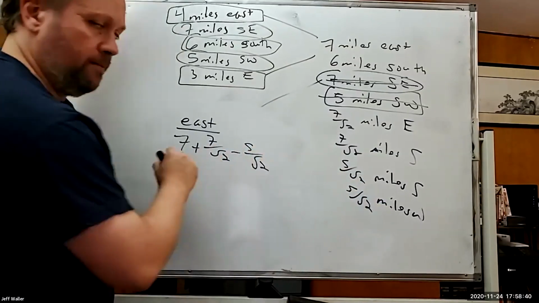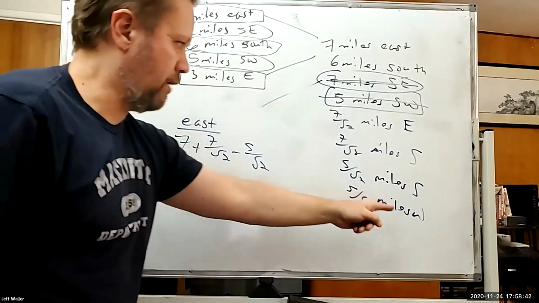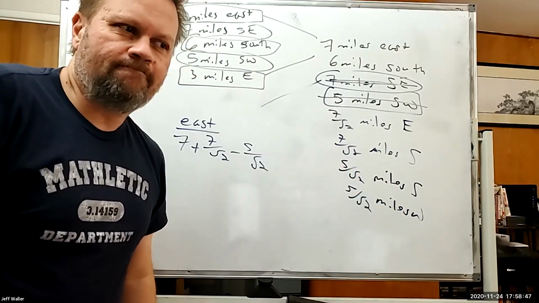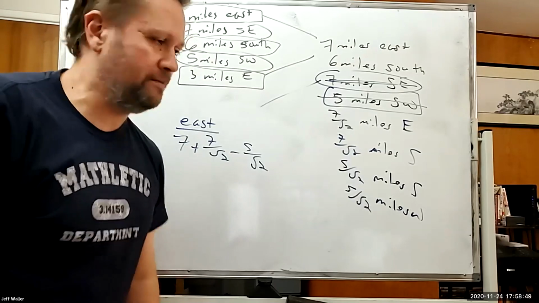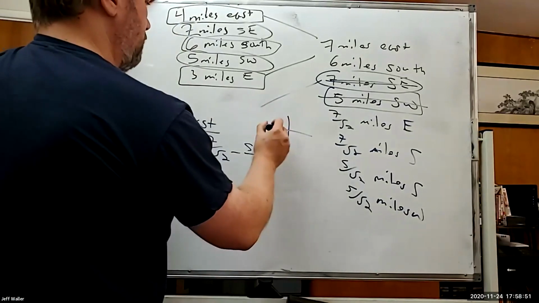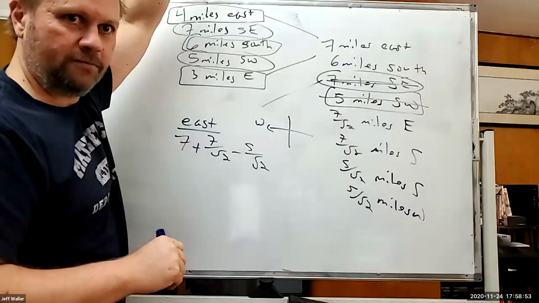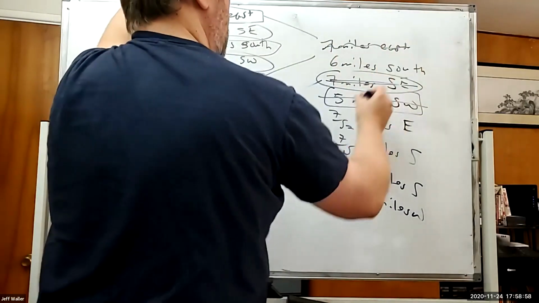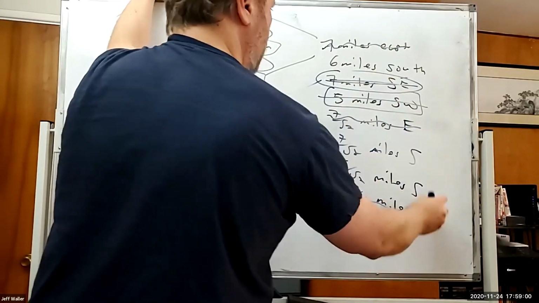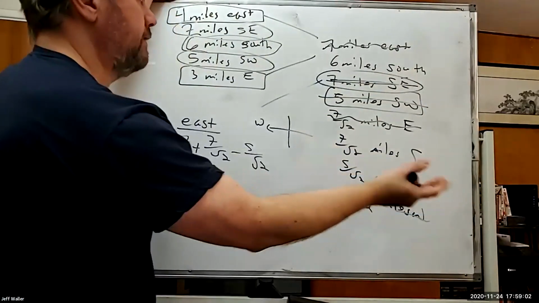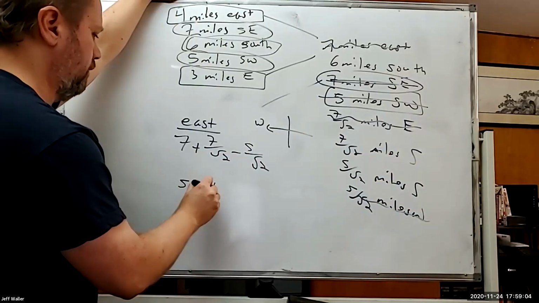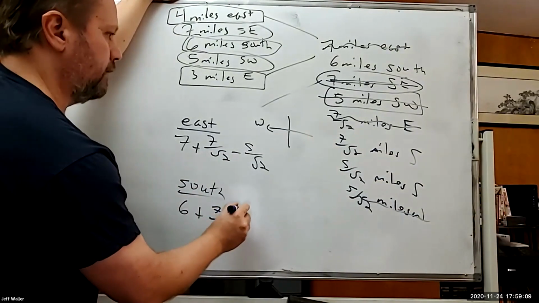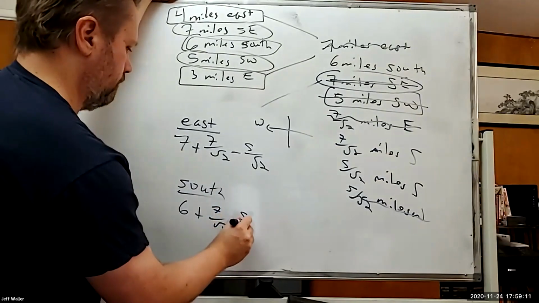Are you guys cool with that? Because isn't that west? Isn't that negative east? Wouldn't west be the negative direction if I'm doing that? Okay, so that's east: east, east, and west. And then everything else is south. They just all add together. So south will be 6 plus 7 over rad 2 plus 5 over rad 2.